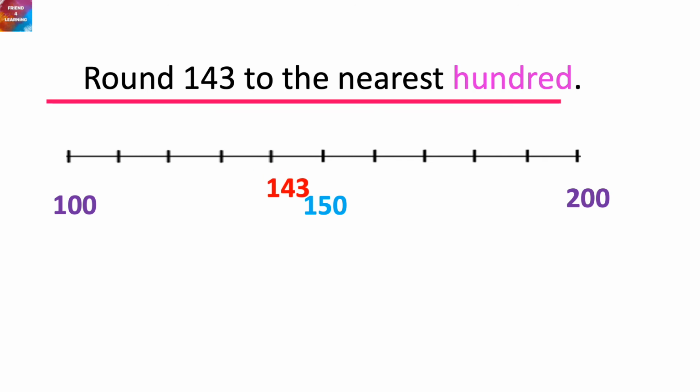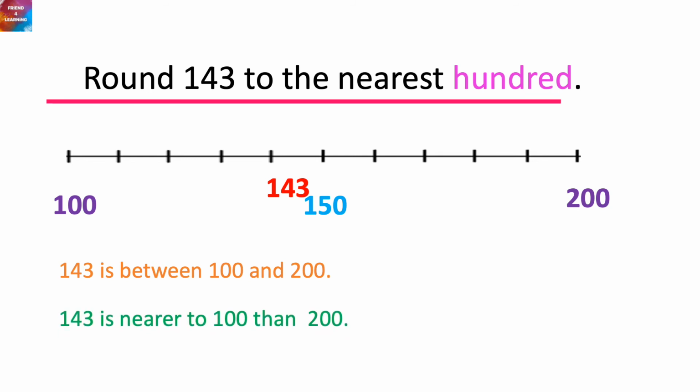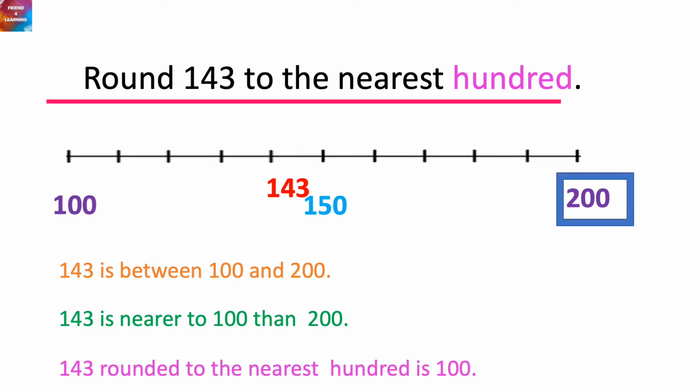There we go. It's close to the center number, right? And now, if you notice, 143 is between 100 and 200, and it is close to 100 rather than 200. So 143 rounded to the nearest 100 is just 100. Okay, that's what we got in our previous slide, right?